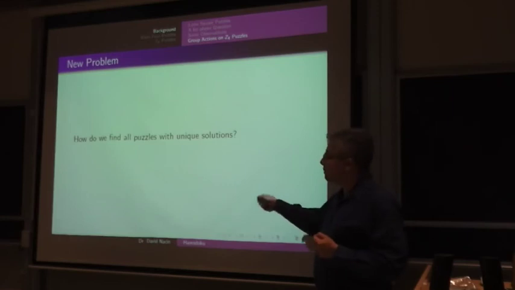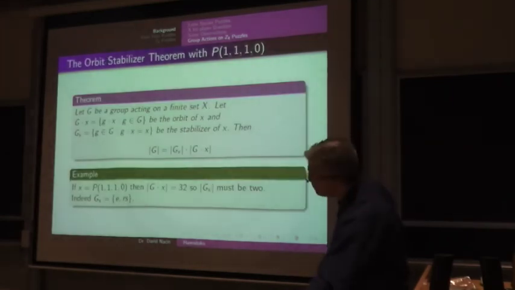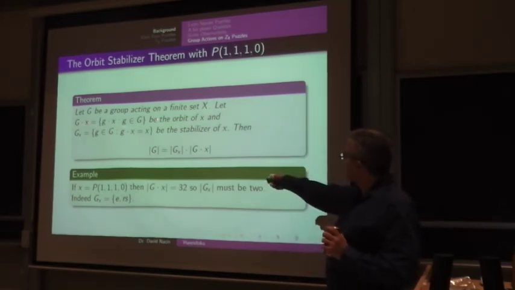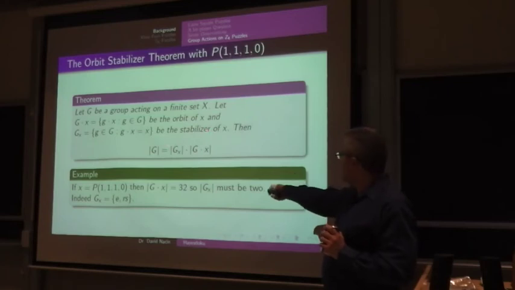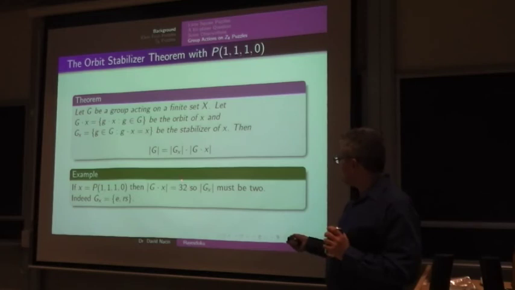But what I want to know is I want to make sure I get all the puzzles with unique solutions. Well, for this, all I need is the basic orbit stabilizer theorem. I'm going to define the orbit to be everything that the puzzle gets mapped to. The stabilizer is going to be all the group elements that fix that puzzle. And I know that the order of the group is the order of the stabilizer times the size of the orbit. For example, with our Hayes puzzle that he gave, we saw that there were 32 elements in the orbit, so that means the stabilizer was 2. And sure enough, this is fixed under the diagonal reflection.